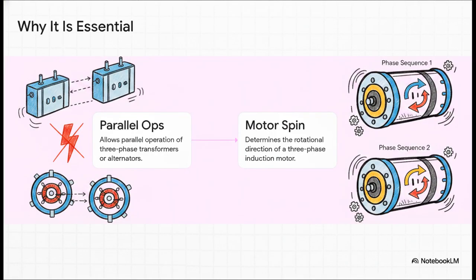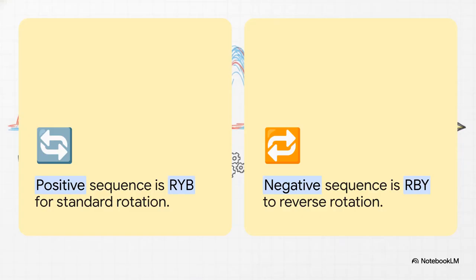So the crucial point is, why does this specific order actually matter so much to us? Well, there are two critical real-world reasons why knowing your phase sequence is absolutely necessary for both safety and functionality. First up, if you want to connect three-phase transformers or alternators in parallel, their phase sequences have to match perfectly. Otherwise, you risk a catastrophic short circuit. No one wants that. Second, the rotational direction of a three-phase induction motor directly depends on this exact sequence. Which brings us right back to our opening question.